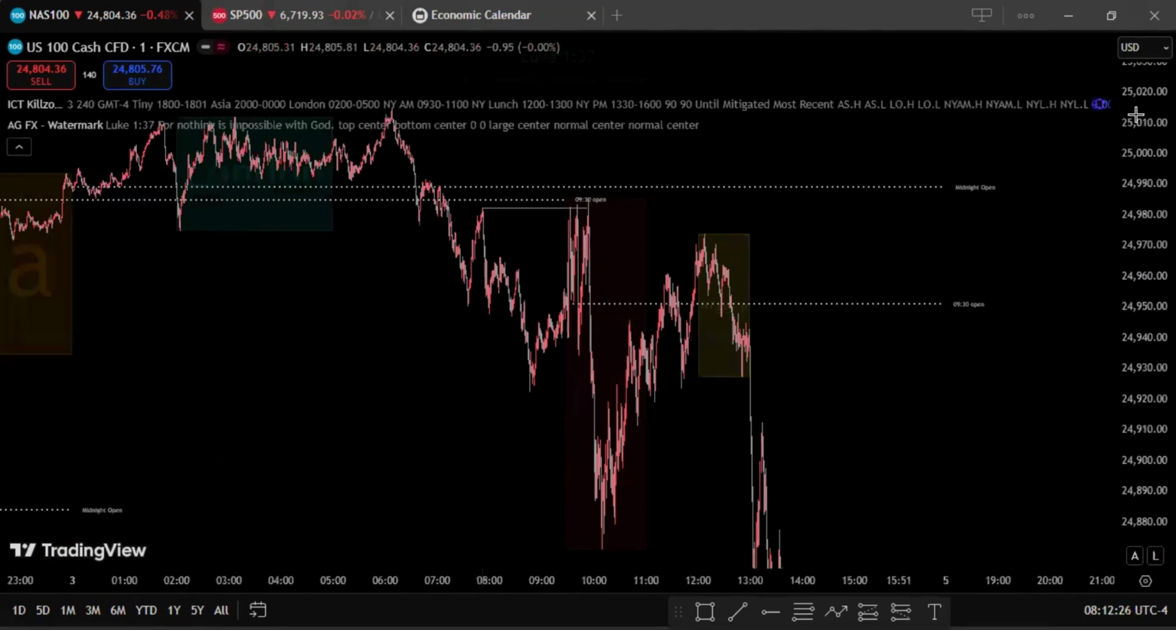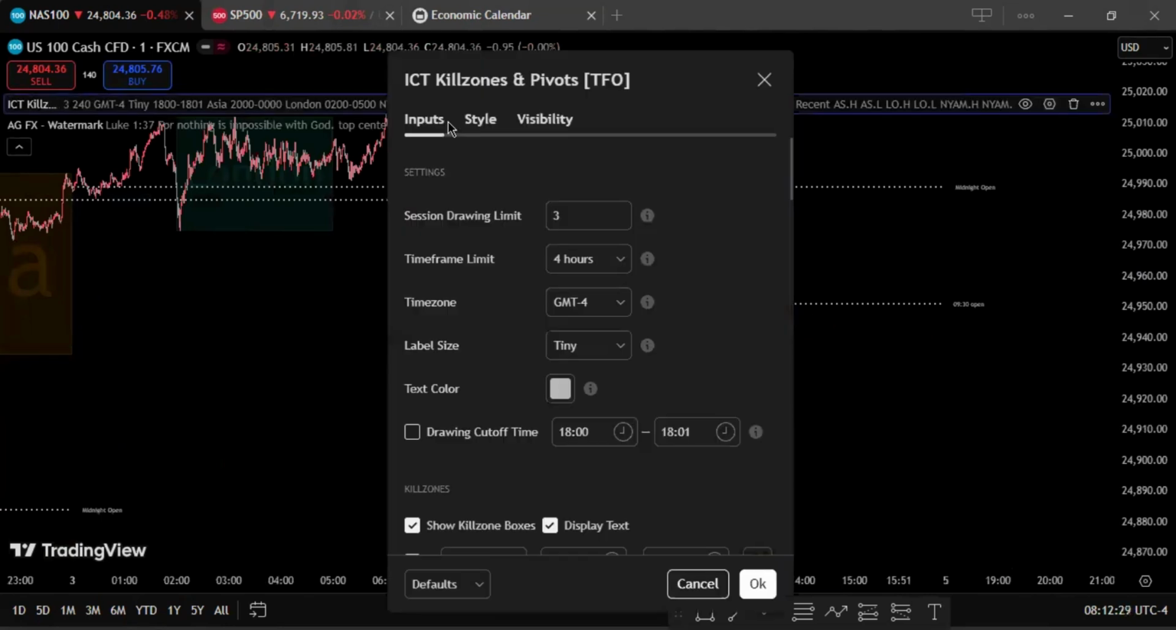Just to show you guys this again, it's called the ICT kill zones and pivots.